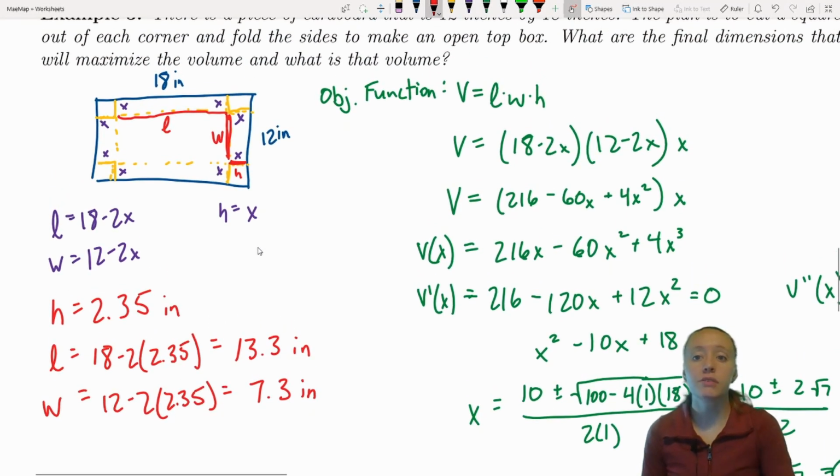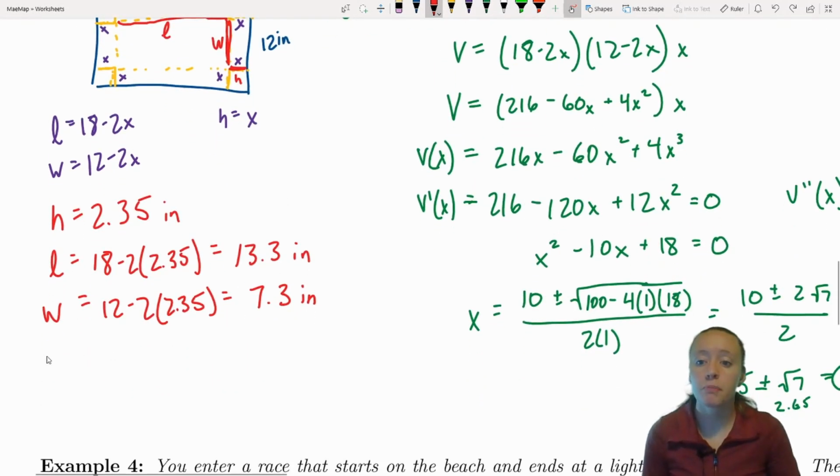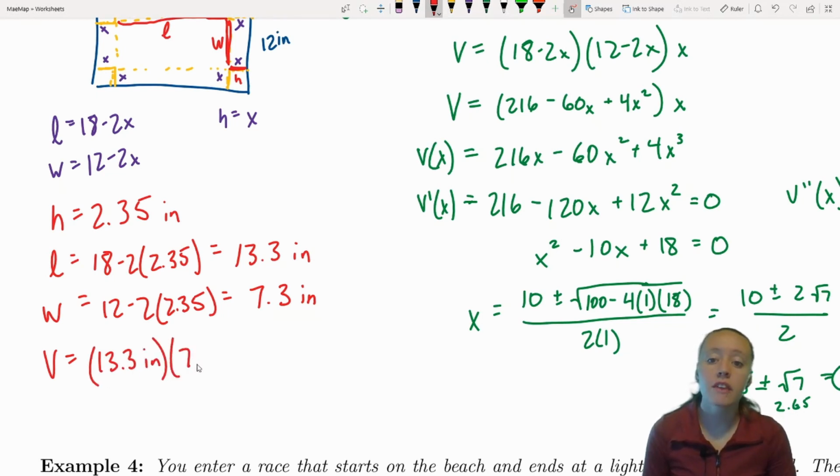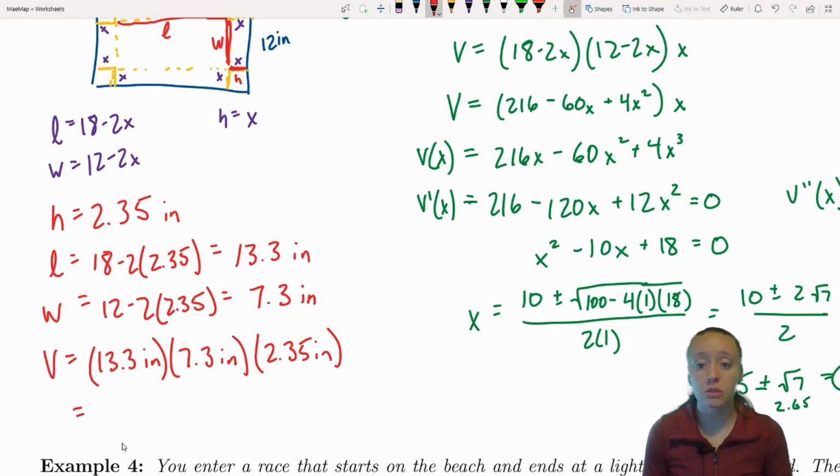And I also need to find what that volume is. So I'll just multiply length times width times height to get my total volume. So my volume V is going to be length of 13.3 inches times width 7.3 inches times height of 2.35 inches. Multiplying those all together is going to give me 228, rounding to 1/6, and that's inches cubed.